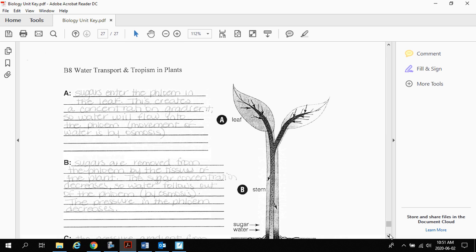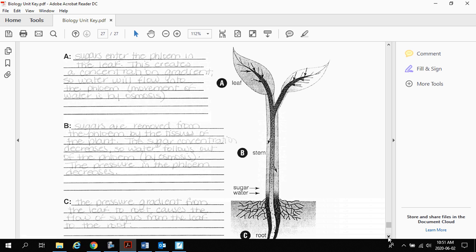This has just a little bit more of that information that I was saying, if you want to pause and copy those out. So in part A, at the level of the leaf, now we're going from top down. Sugars enter the phloem in the leaf. This creates a concentration gradient. So water will flow into the phloem.